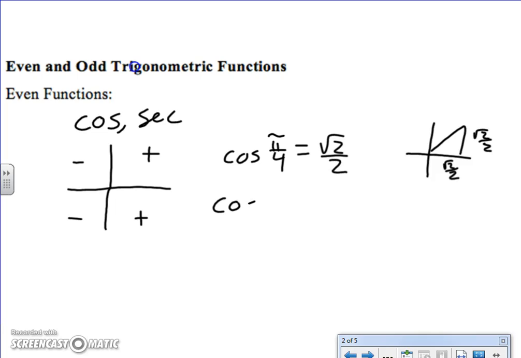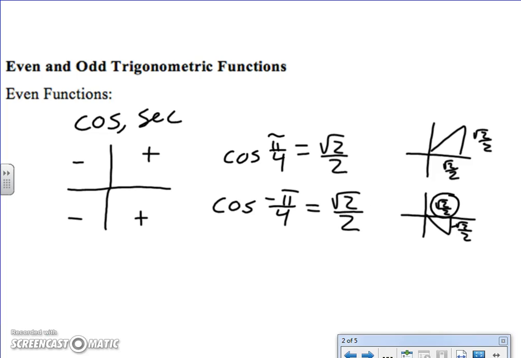Alright, now let's see what cosine of negative pi over 4 is. So my function here would be cosine, and I'm looking at pi over 4 and negative pi over 4. Negative pi over 4 would be in the fourth quadrant. So we would have square root of 2 over 2 and negative square root of 2 over 2. Cosine is the x-coordinate, which would be this here. So I plugged in positive pi over 4 and negative pi over 4, and I got the same answer. And that would be because cosine is even. If we were to do something with secant, it would be the same.